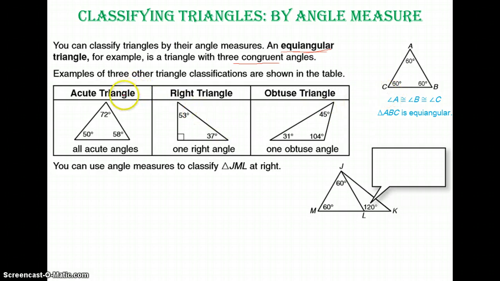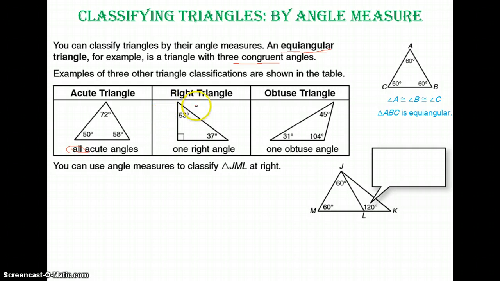Here's our other 3 triangle classifications in our table here. We have acute triangles, acute meaning all angles are acute. So if we look at the angles here, 72, 50, and 58 degrees, indeed all 3 angles are acute. Recall that acute angles measure less than 90 degrees.